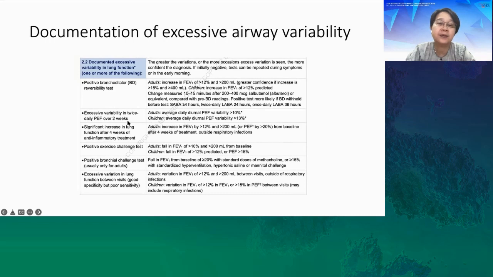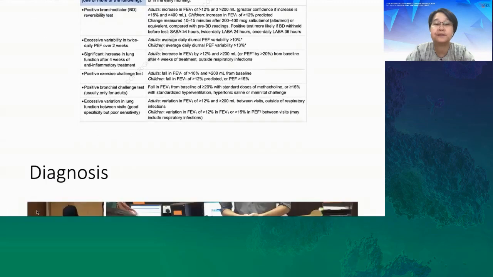Other tests that are available: you can give the patient an anti-inflammatory treatment and you see an improvement, and by that you can say that there is presence of airway reversibility. There's a positive exercise challenge test, and there's a positive bronchial challenge test, which is done by inhalation of hypertonic saline or mannitol challenge, and this is done in Hospital Serdang. Okay. So first, before you diagnose asthma, you need a history. You need to document that the airway is reversible, and then you can move on.